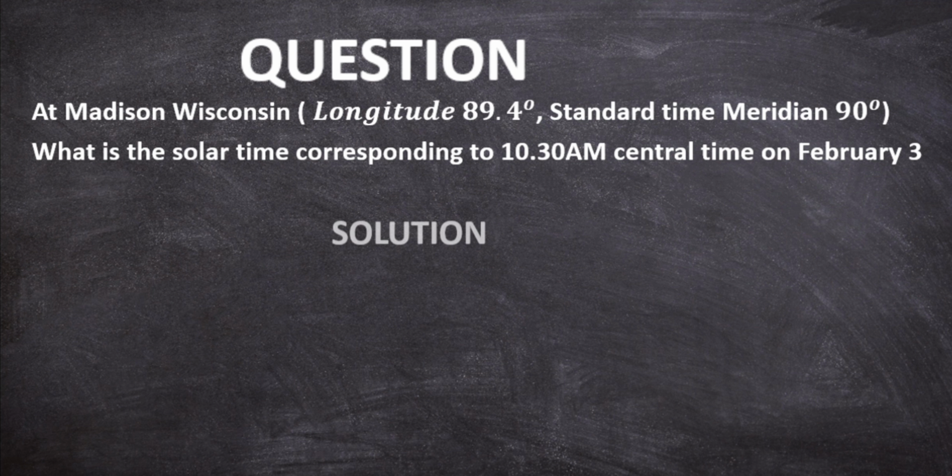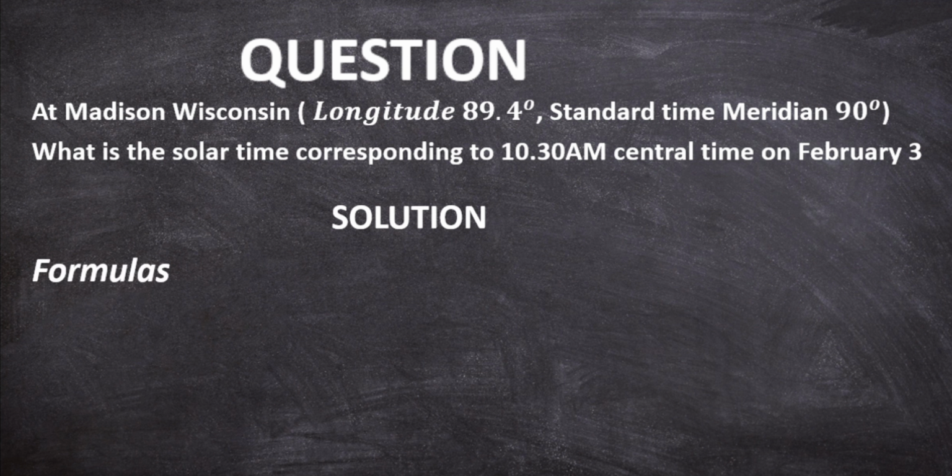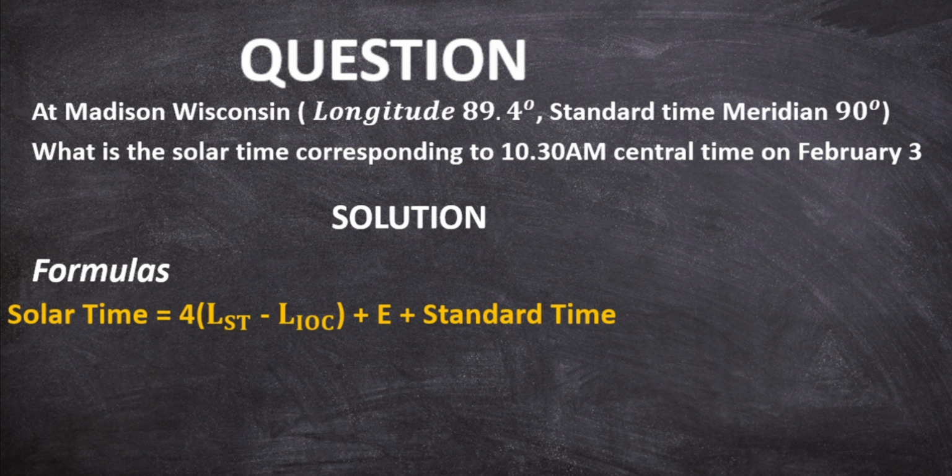In tackling this type of question, we need to take note of some formulas. For example, on this question, the formula to calculate solar time is as follows. Solar time is equal to 4 multiplied by the standard meridian, which is LST, minus the longitude, which is LLOC, multiplied by 4, plus E, where E is the equation of time. We shall talk about it soon, plus the standard time.